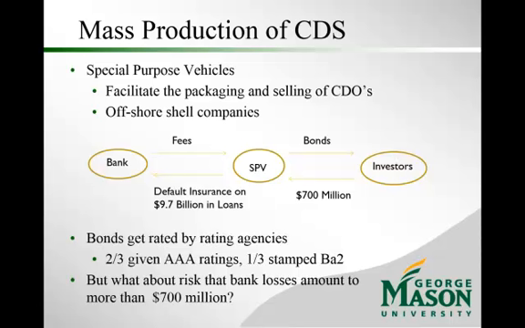So keep in mind that this $700 million that investors loan, the bonds that they buy, that they loan to the special purpose vehicle, it doesn't insure the whole $9.7 billion. It only insures $700 million worth of default loss. But banks think, there's no way I'm going to lose more than $700 million on blue chip bank loans to these blue chip clients of $9.7 billion.